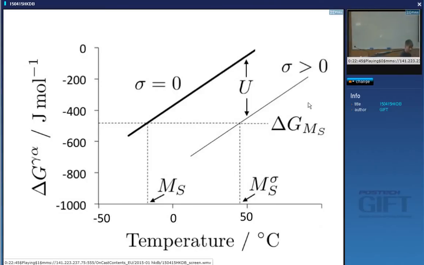Now, where do we use this? TRIP steels. Yeah? So when you pull a TRIP steel, you're not cooling it. It's the stress which is doing the work of transforming the martensite. Yeah? So you can calculate the change in martensite-start temperature simply by calculating this work done by the stress. So how would I calculate U?